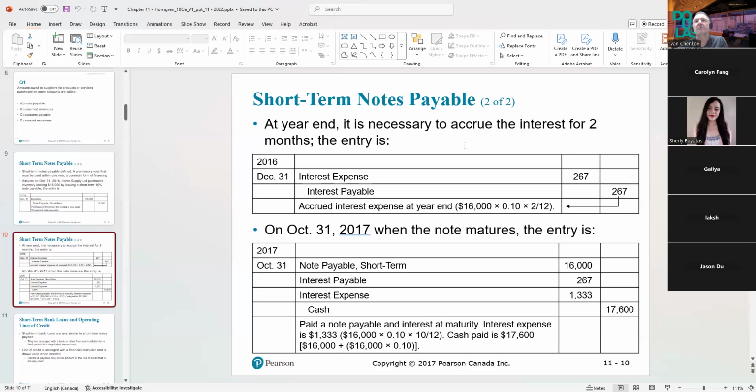At the end of the year, 2 months have passed, which are the months November and December. Did we use the inventory? Yes, we did. Did we pay for that inventory? No, we haven't. Now the question is, do we owe interest?